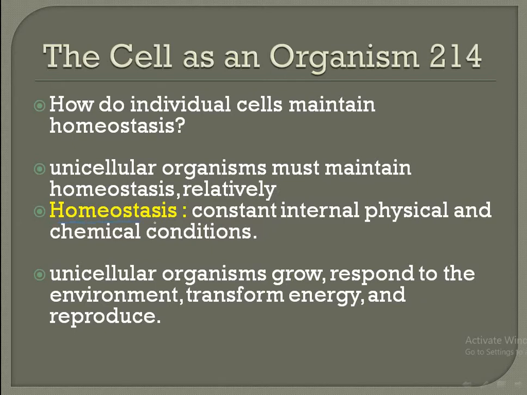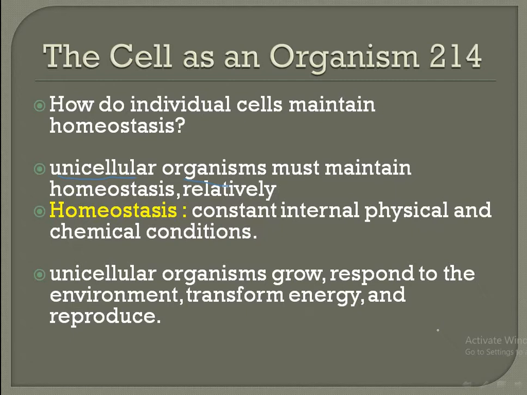From homeostasis, I have constant internal physical and chemical conditions. That means I make balance between these physical and chemical conditions, and I maintain homeostasis by balancing, or keeping constant, the internal environment in your body. That means it stops changing. We make it stable, so everything is constant. So all unicellular organisms must maintain this homeostasis.